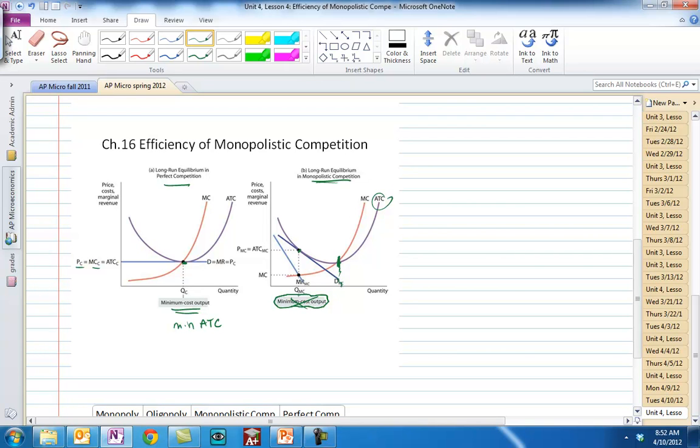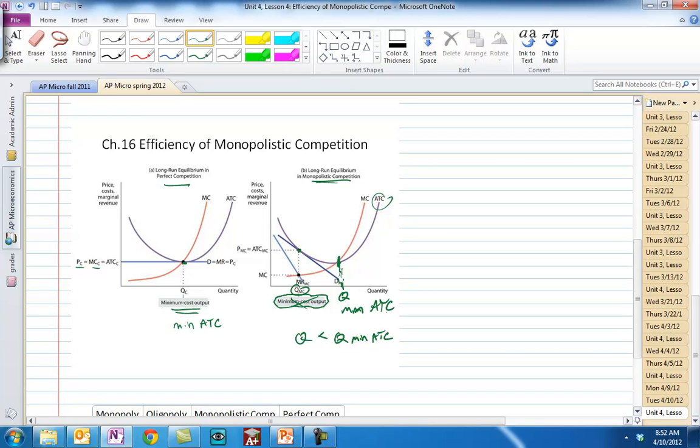So here would be the minimum cost output, or the minimum ATC quantity. This is the profit maximizing quantity that the firm is producing. We say profit maximizing even if they're breaking even. So what we see here is that the quantity that the monopolistically competitive firm is producing is less than the minimum cost output.